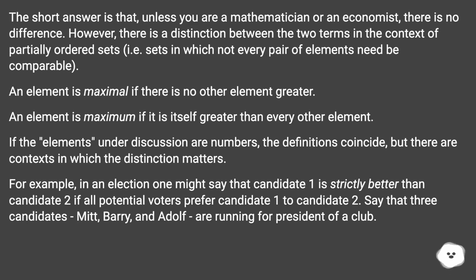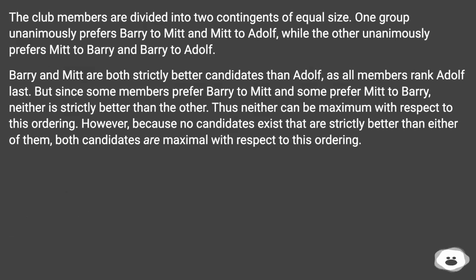For example, in an election one might say that candidate 1 is strictly better than candidate 2 if all potential voters prefer candidate 1 to candidate 2. Say that 3 candidates, Mitt, Barry, and Adolf, are running for president of a club. The club members are divided into 2 contingents of equal size. One group unanimously prefers Barry to Mitt and Mitt to Adolf, while the other unanimously prefers Mitt to Barry and Barry to Adolf. Barry and Mitt are both strictly better candidates than Adolf, as all members rank Adolf last.